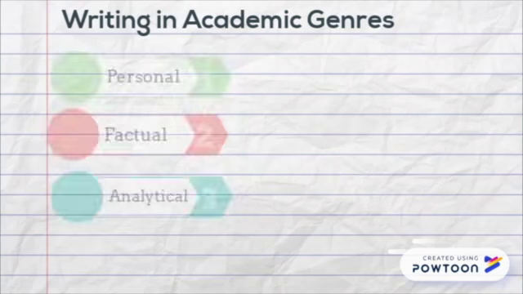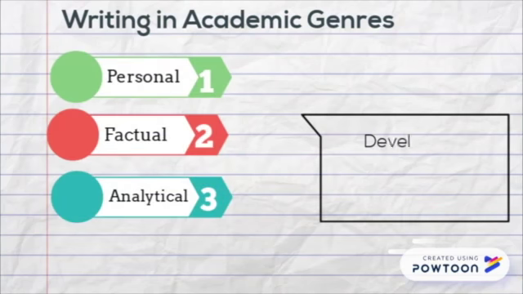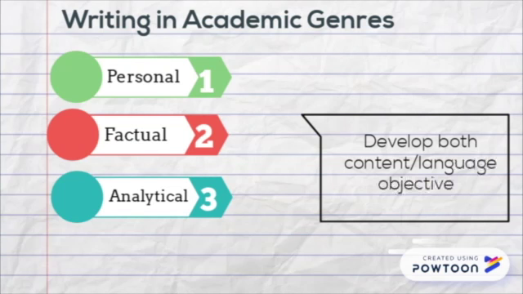When teaching writing genres, we expect that students should be able to write about personal experiences, present facts, and analyze and interpret events. And this can best be done through content integration. It does not have to come down to just the English or the ELL teacher. All content area teachers should be creating their own content and language objectives.